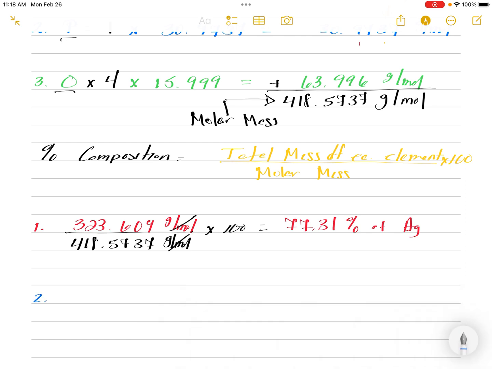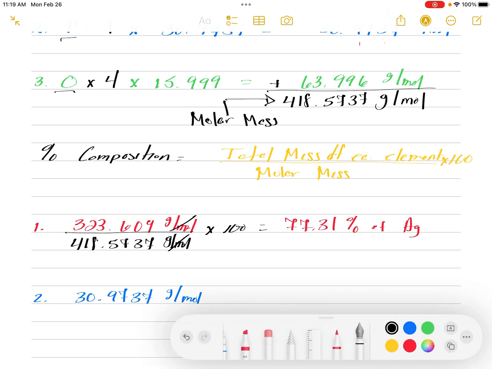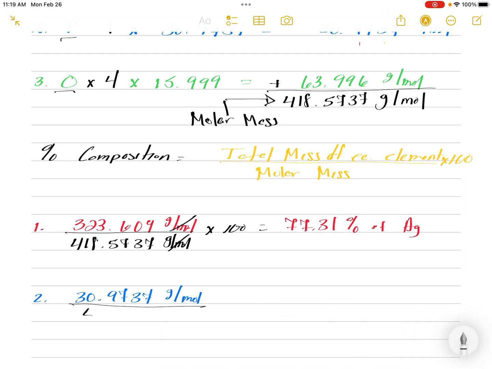Let's do the same thing for phosphorus. Phosphorus has a mass of 30.9737, remember, because there's only one phosphorus in the compound. I'm going to divide that by 418.5737, again grams per mole. Those cancel, times 100. And that gives me a total percentage of 7.40% of phosphorus.